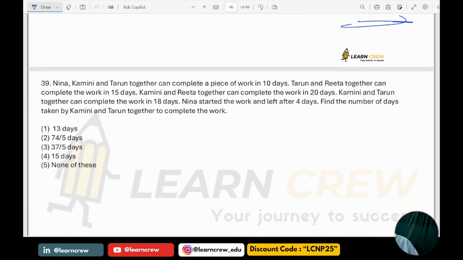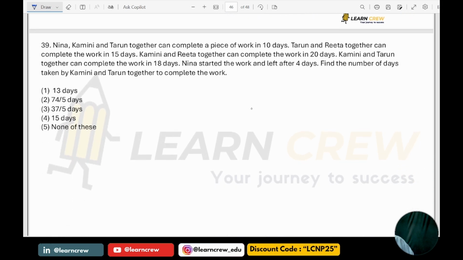Next, Neena, Kamini and Tarun together can complete a piece of work in 10 days. Tarun and Rita together can complete the work in 15 days. Kamini and Rita together can complete the work in 20 days. Kamini and Tarun together can complete the work in 18 days. Neena started the work and left after 4 days. Find the number of days taken by Kamini and Tarun together to complete the work.